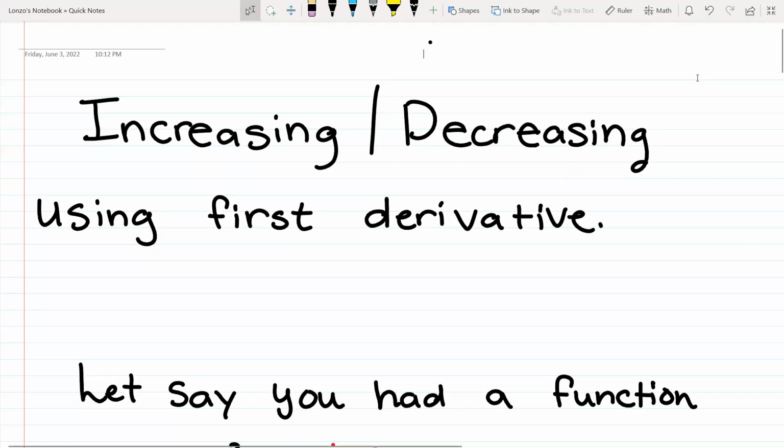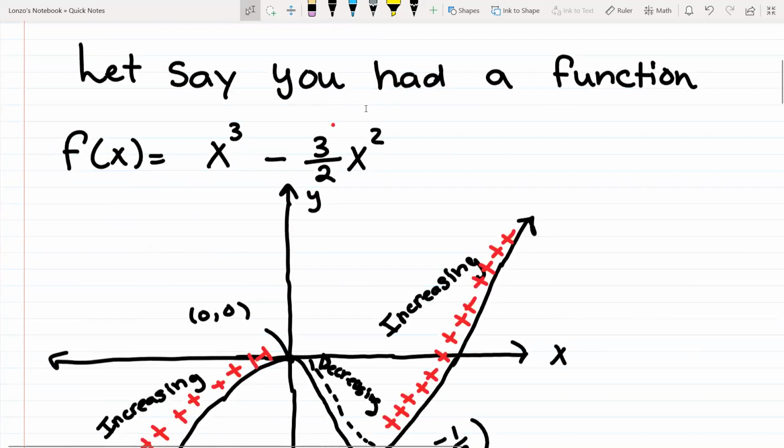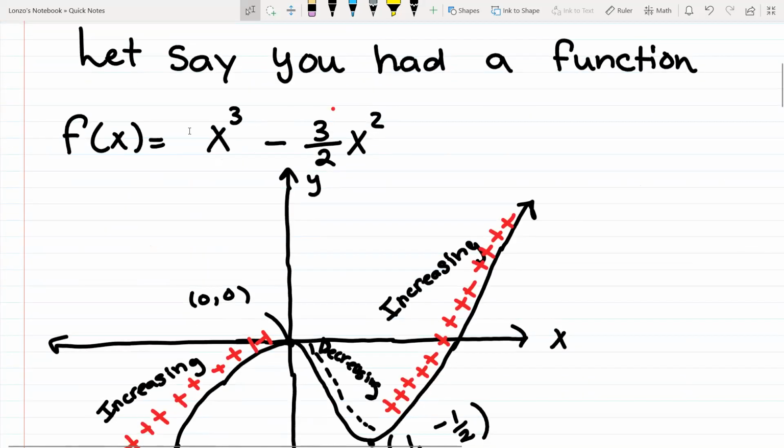Hello, in this section, I will determine where a function is increasing or decreasing using the first derivative. So let's say you had a function f of x equals x cubed minus 3/2 x squared.